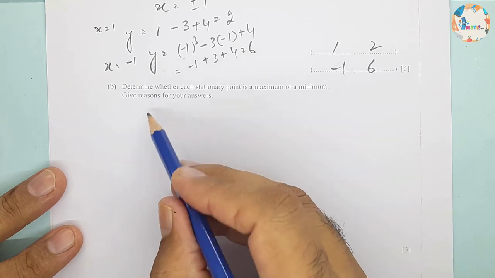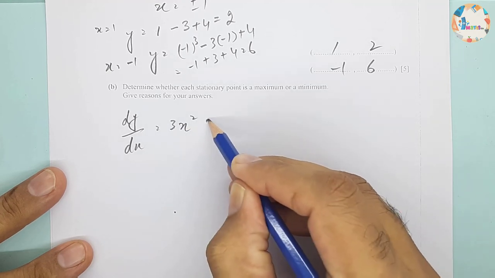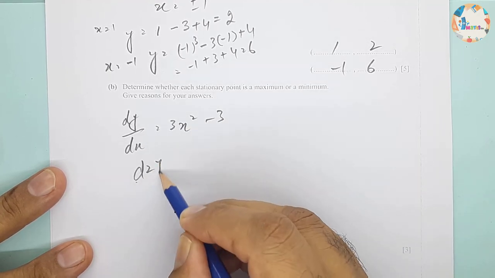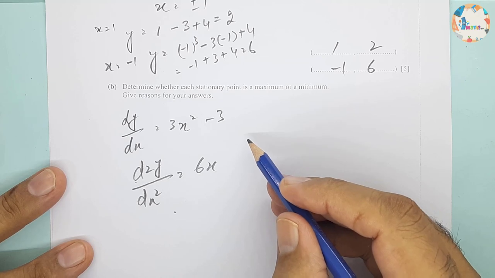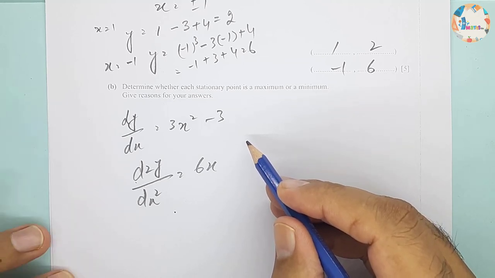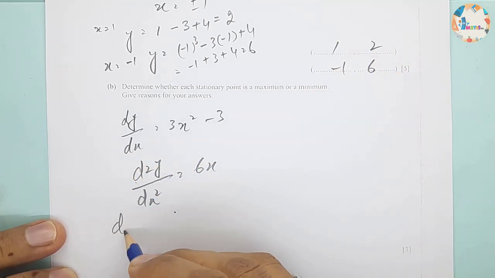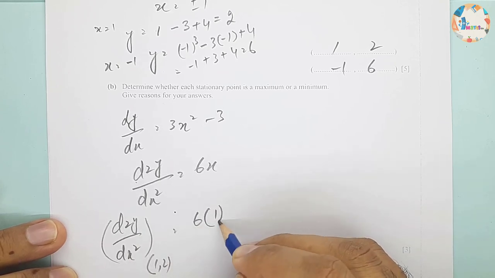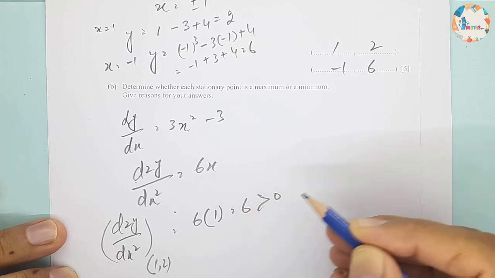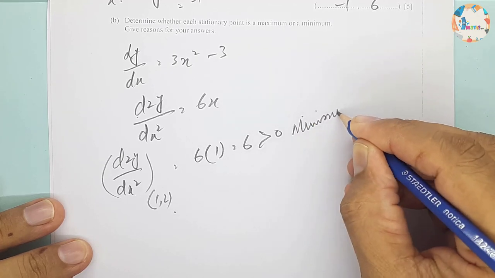So we will find the second order derivative. The first order derivative, we found dy by dx is equal to 3x squared minus 3. So d2y over dx squared will be the second order derivative, which will be 6x. We will be finding this derivative at those stationary points. So d2y over dx squared at 1 and 2, this point will be equal to 6 into 1, which is equal to 6, which is greater than 0. So greater than 0 means this will be a minimum. So this will be the minimum point.